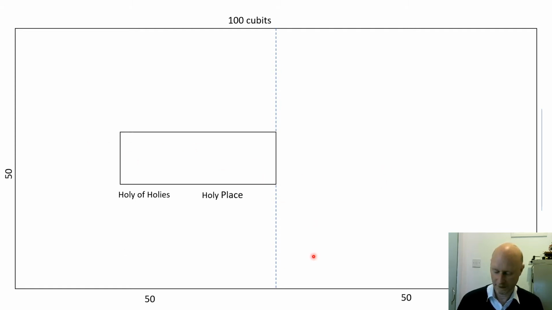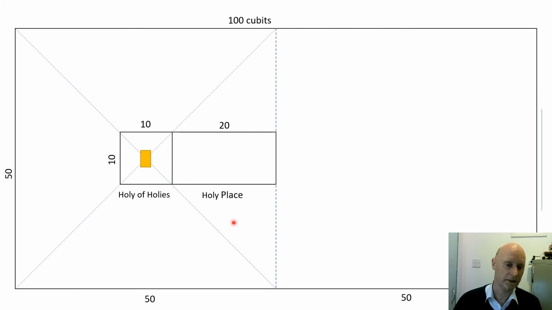If we do place it there, then the Holy of Holies, or the most holy place, which is a square, one of the squares I was thinking of, a 10 by 10 cubit square, would land there. And what's interesting about that is if you do diagonal lines to find out the center of this big square, then the Holy of Holies ends up being right in the center of that square on the left.